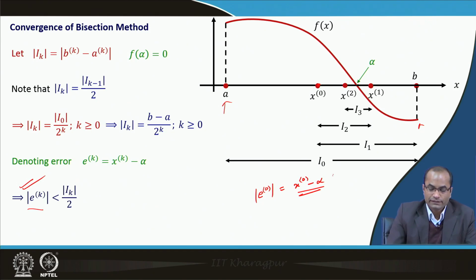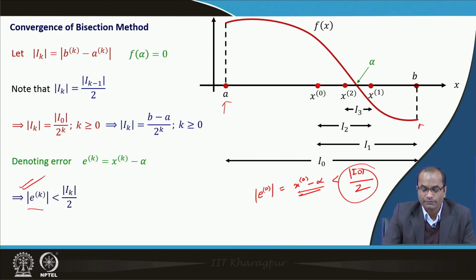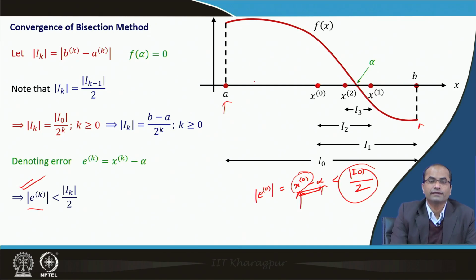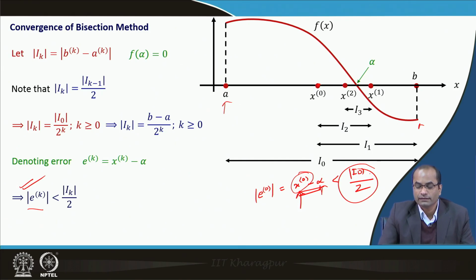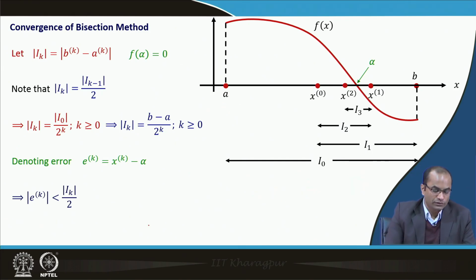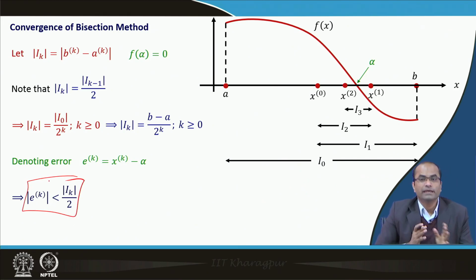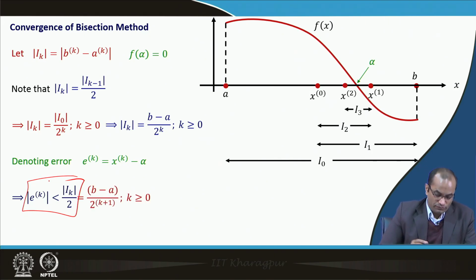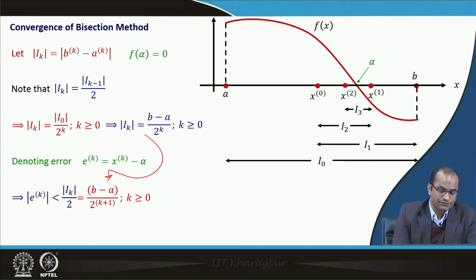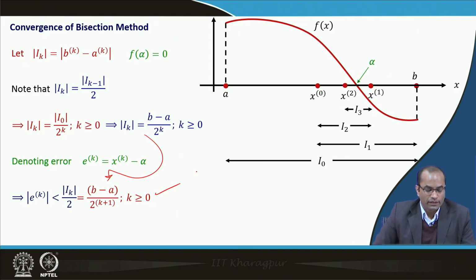So, this is what we have written here. This will be less than the interval length by 2, because x naught is exactly in between, and alpha is going to be either on the right side or the left hand side of it. So, the distance between x naught and alpha will certainly be less than I naught by 2, and the simple logic gives us in general that E_k will be less than I_k by 2. Having this, we now know the relation of I_k, which we can substitute from there, (b minus a) over 2 power k plus 1, and this is true for all k.